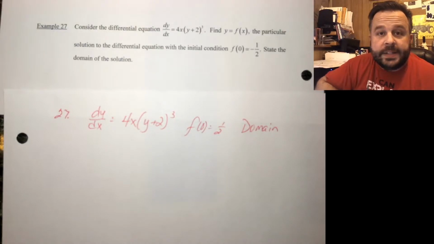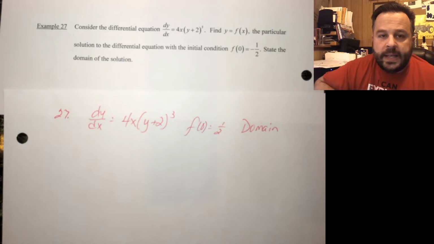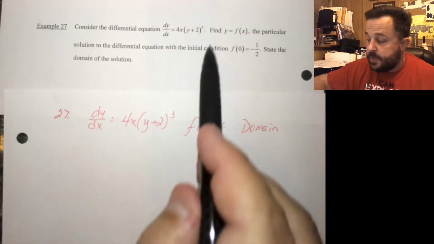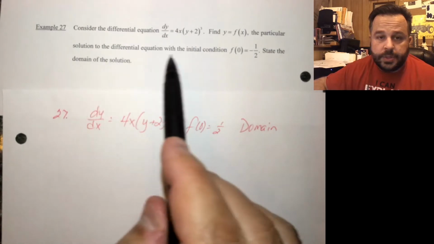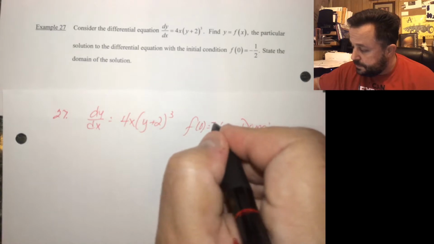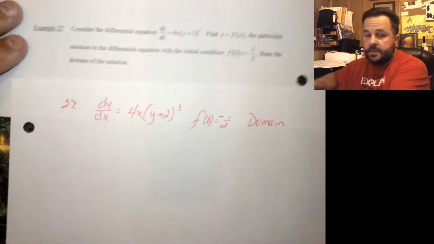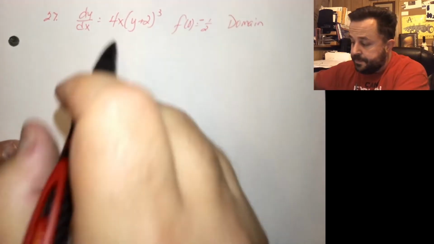And here we are on the final example of the differential equations packet, example 27, and there's quite a bit to this one. So consider the differential equation dy/dx equals 4x times (y + 2) cubed. And again, note, because this is a product, this is separable. Find the particular solution with the initial condition f(0) equals negative 1/2, and then find the domain of the solution. So let's go ahead and work this problem out.